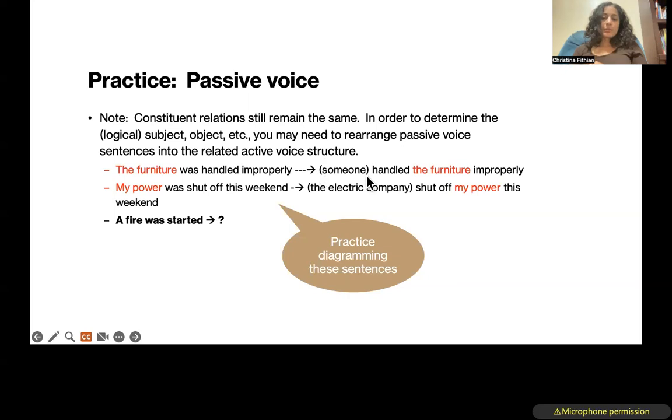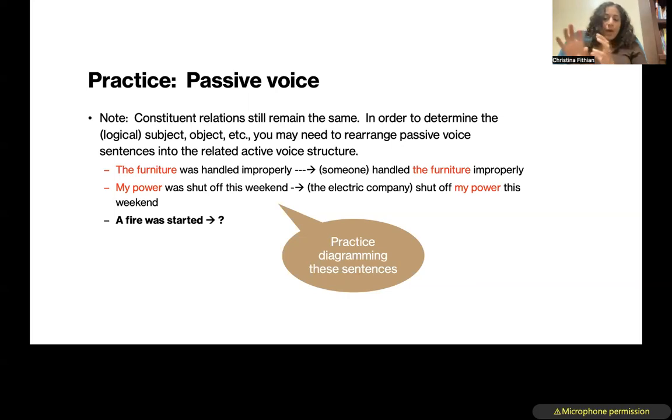Well, here we might have to create a subject, because the subject is not mentioned. And so we could say someone handled the furniture improperly. And we're going to put the furniture back into the object position where we'd expect to find it.